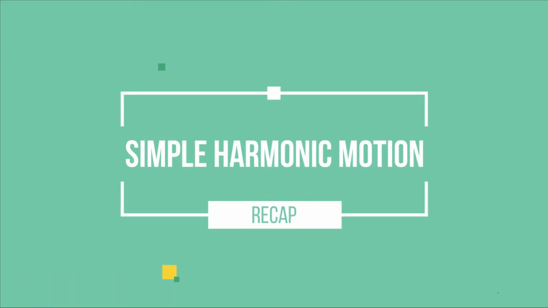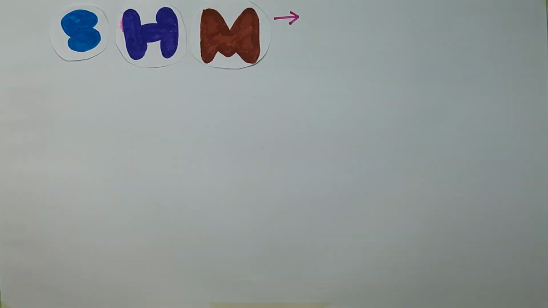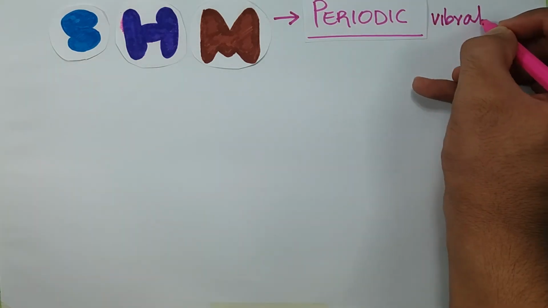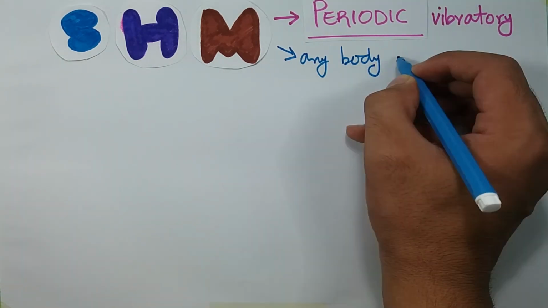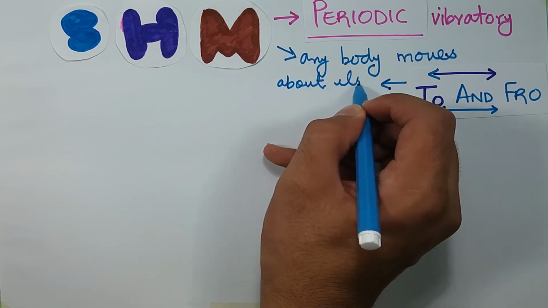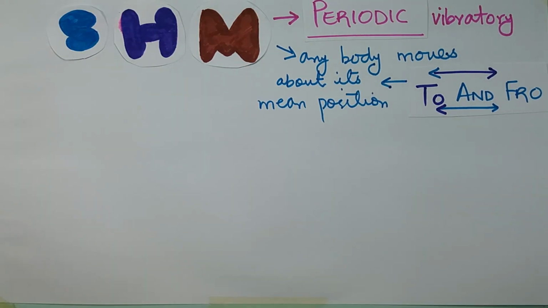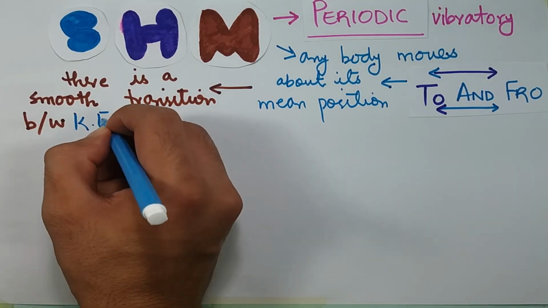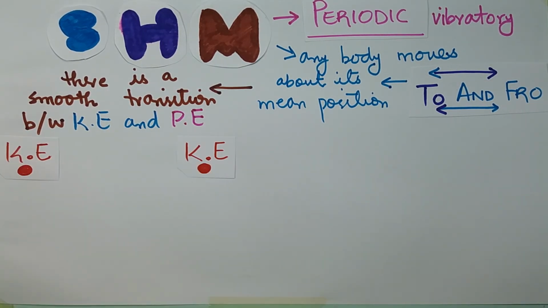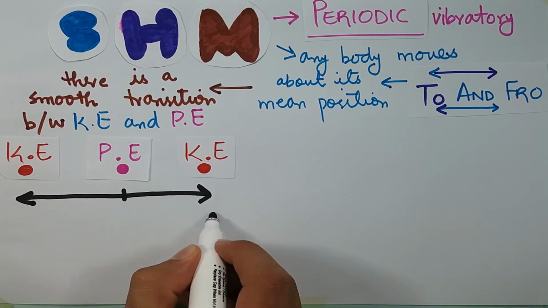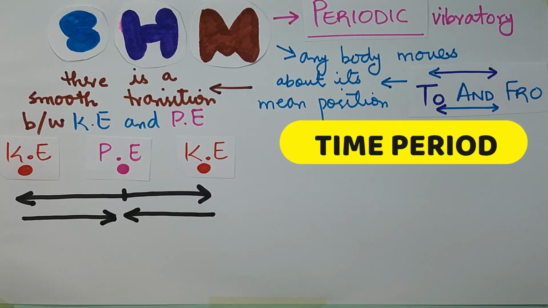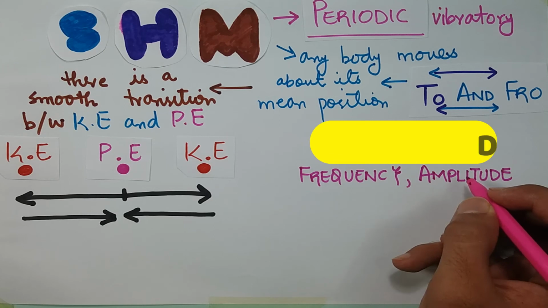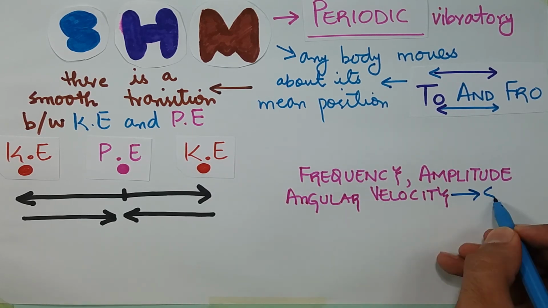Recapping. Simple harmonic motion (SHM) is a periodic vibratory motion in which any body moves to and fro about its mean position, in which there is a smooth transition between the kinetic energy and the potential energy at any given moment of time. There are other quantities such as time period, frequency, amplitude, and the angular velocity related to SHM.